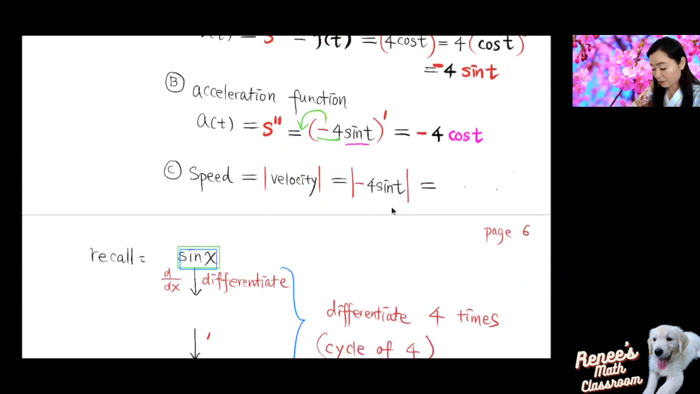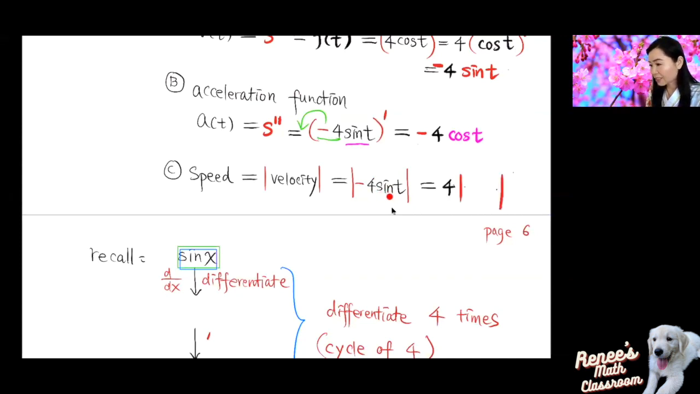Now, in your homework, they also ask you for the speed. So you find the velocity function and also the acceleration function. But what about the speed? The speed is the absolute value of the velocity function. So you just take the absolute value of this velocity function. The absolute value of -4 here is +4.